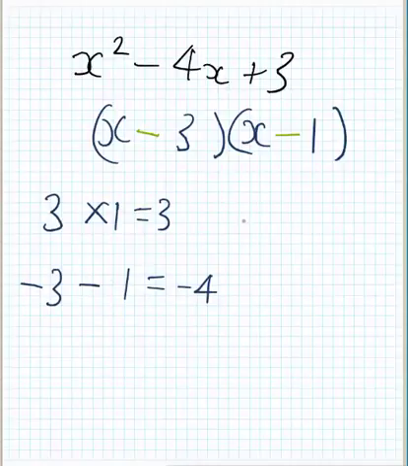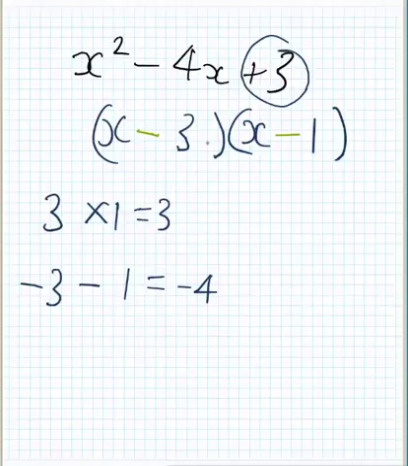So I have factorized this. And like I said, if you expand it, you can see what's going to happen. Minus 3 times minus 1 is positive 3. Minus 3 minus 1, or minus 3x minus 1x, will give us a negative 4.